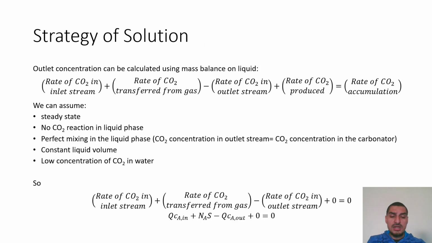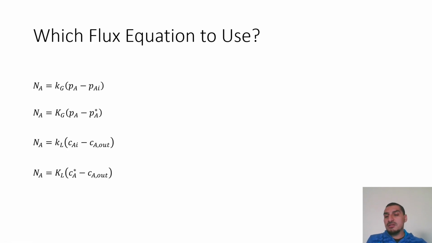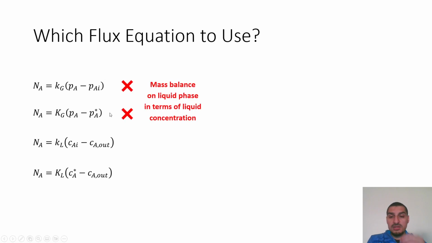So if we go back here, the equation is in terms of concentration, and we are doing a balance on the liquid phase. So it doesn't make any sense to use any of these two equations, so we will cancel these two. We will not consider these as options because we will add more variables than what we already have. I need an equation that contains the same variables that we have. Like these two, if you see, these two equations contain C_A out, which is the same parameter that we have.